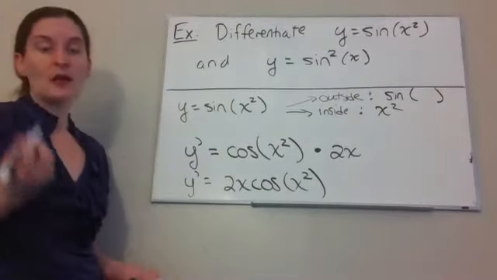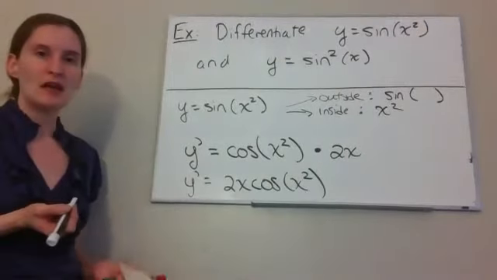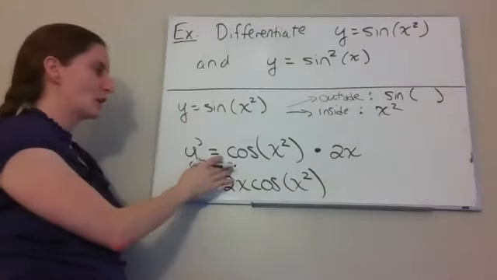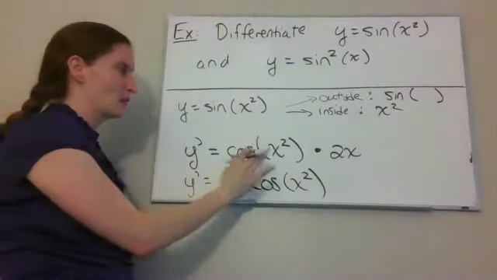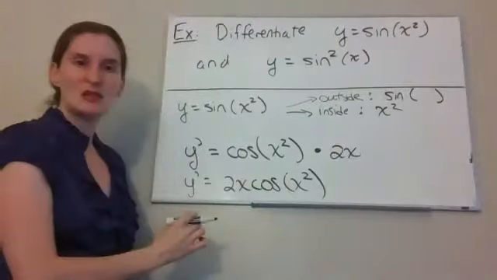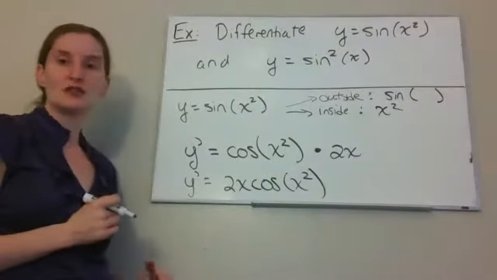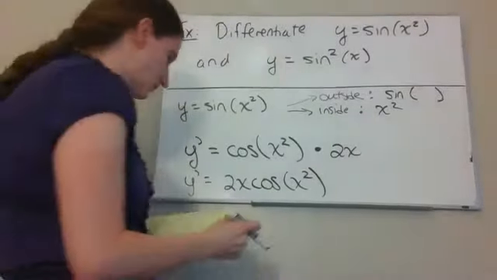Not too terrible. One of the most common mistakes I see with chain rule is students will want to take the derivative of sine to get cosine and take the derivative of x squared to get 2x, but rather than multiplying by that 2x, they put the 2x inside the parentheses there. So make sure you're doing two separate derivatives and they're being multiplied together.